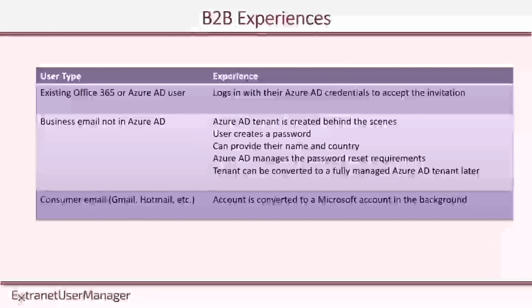Basically, what Microsoft will do is they'll create that tenant behind the scenes for you. They create their password, they provide some profile information, and later, let's say that organization does decide to move into Office 365, that tenant that was automatically created can be converted into a full Azure AD tenant later.